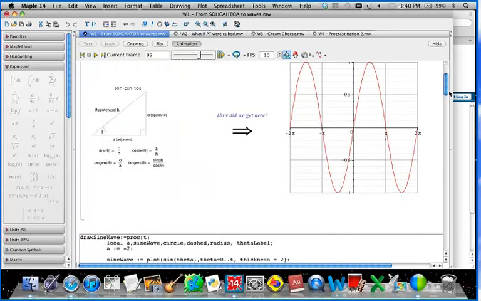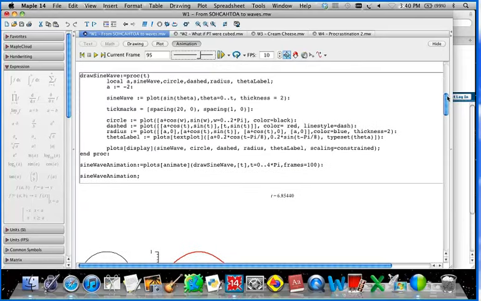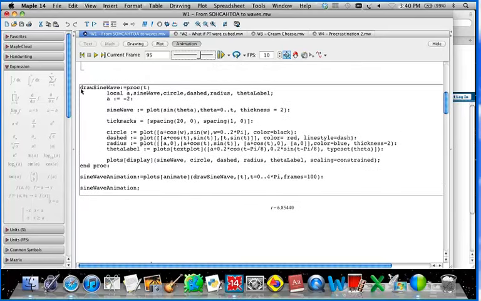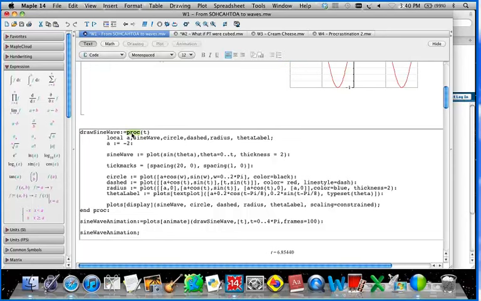It does require some learning of Maple syntax, but that is well worth learning. You notice that it's involved, but not too terribly long. What I have done to generate, for example, this sine animation, is to create a Maple procedure. I gave it a name, draw sine wave, and it's a procedure that's a function of t. And I have a name for the sine wave itself, that's simply the plot of sine of theta, where theta goes from 0 up to t, where t is the parameter that's changing.